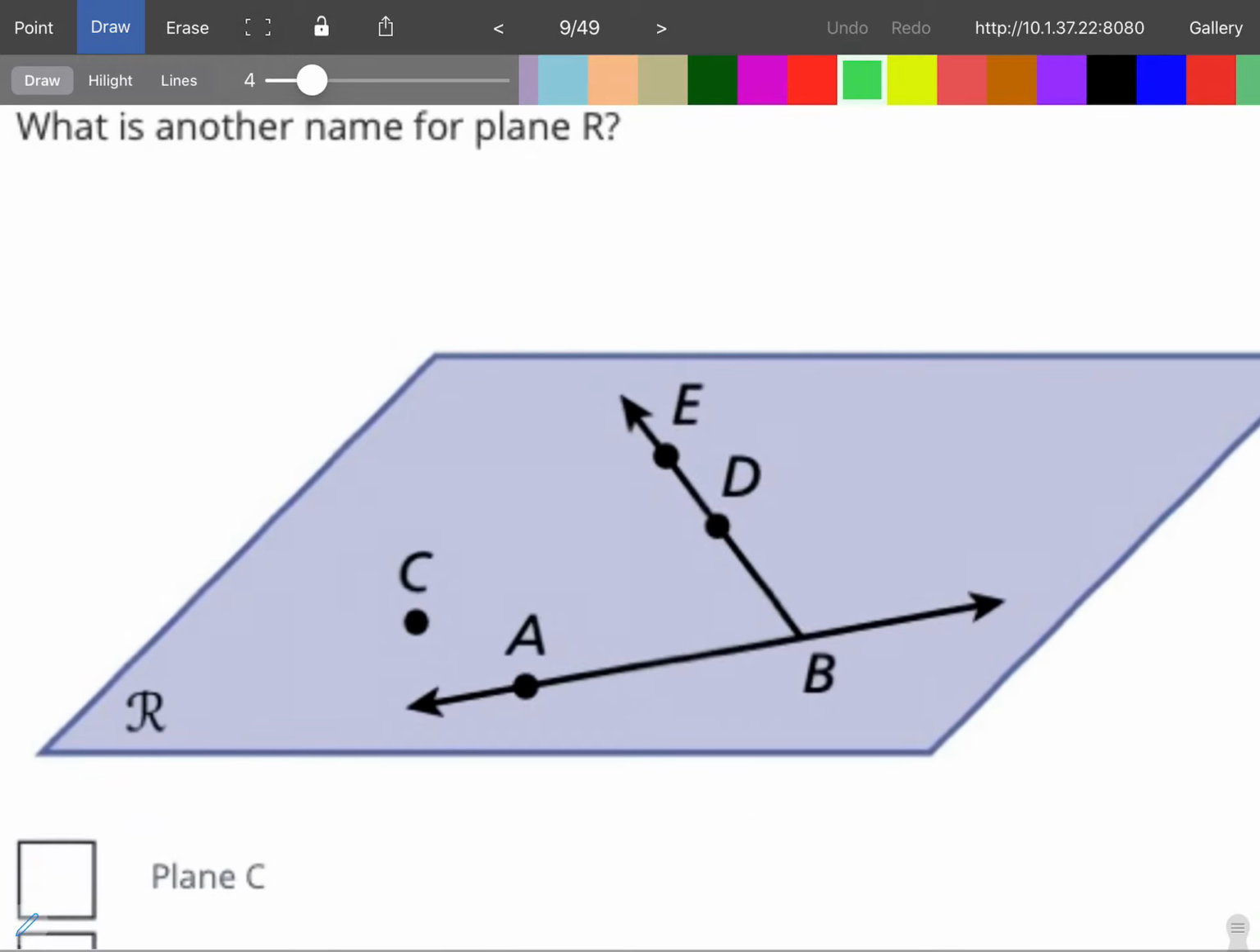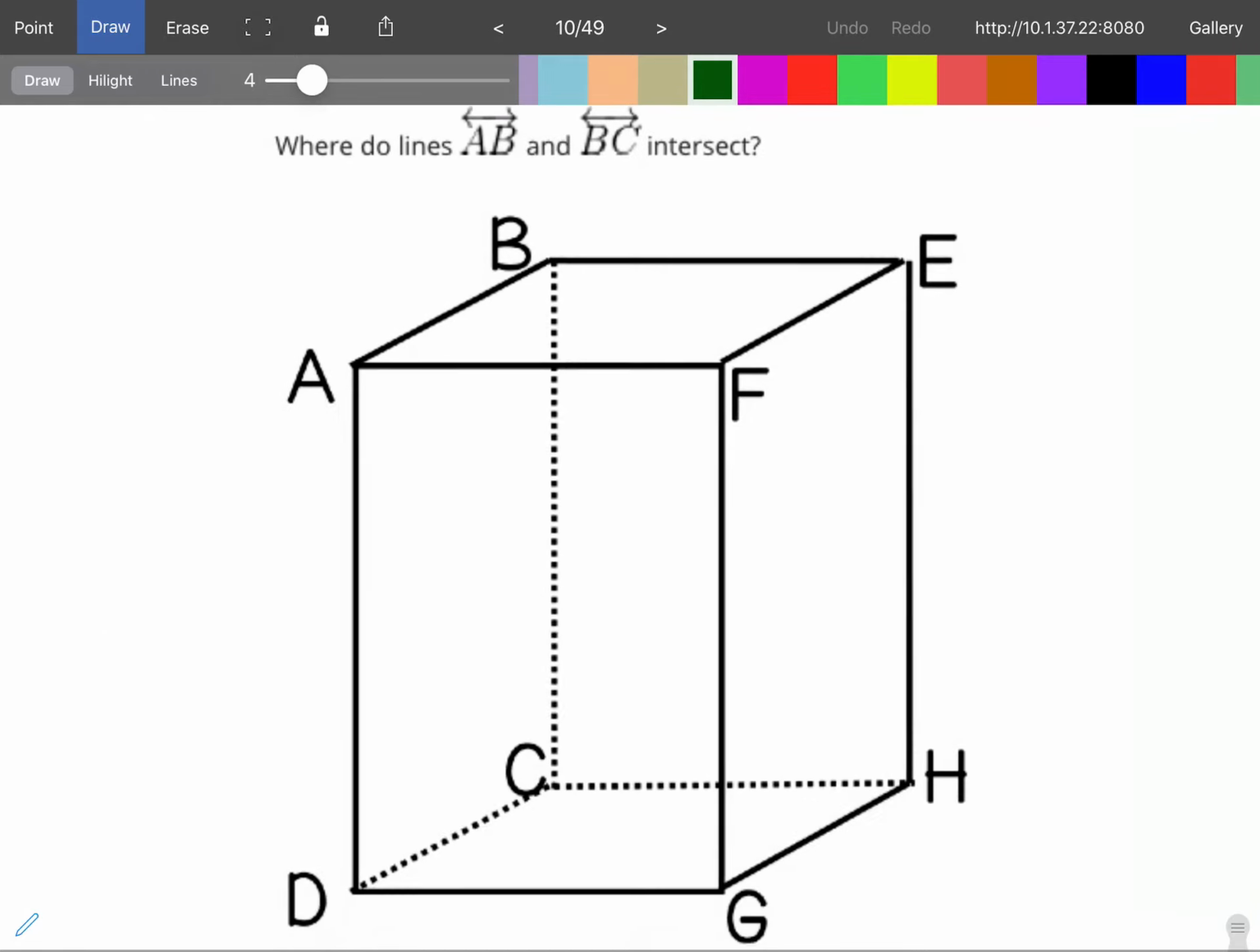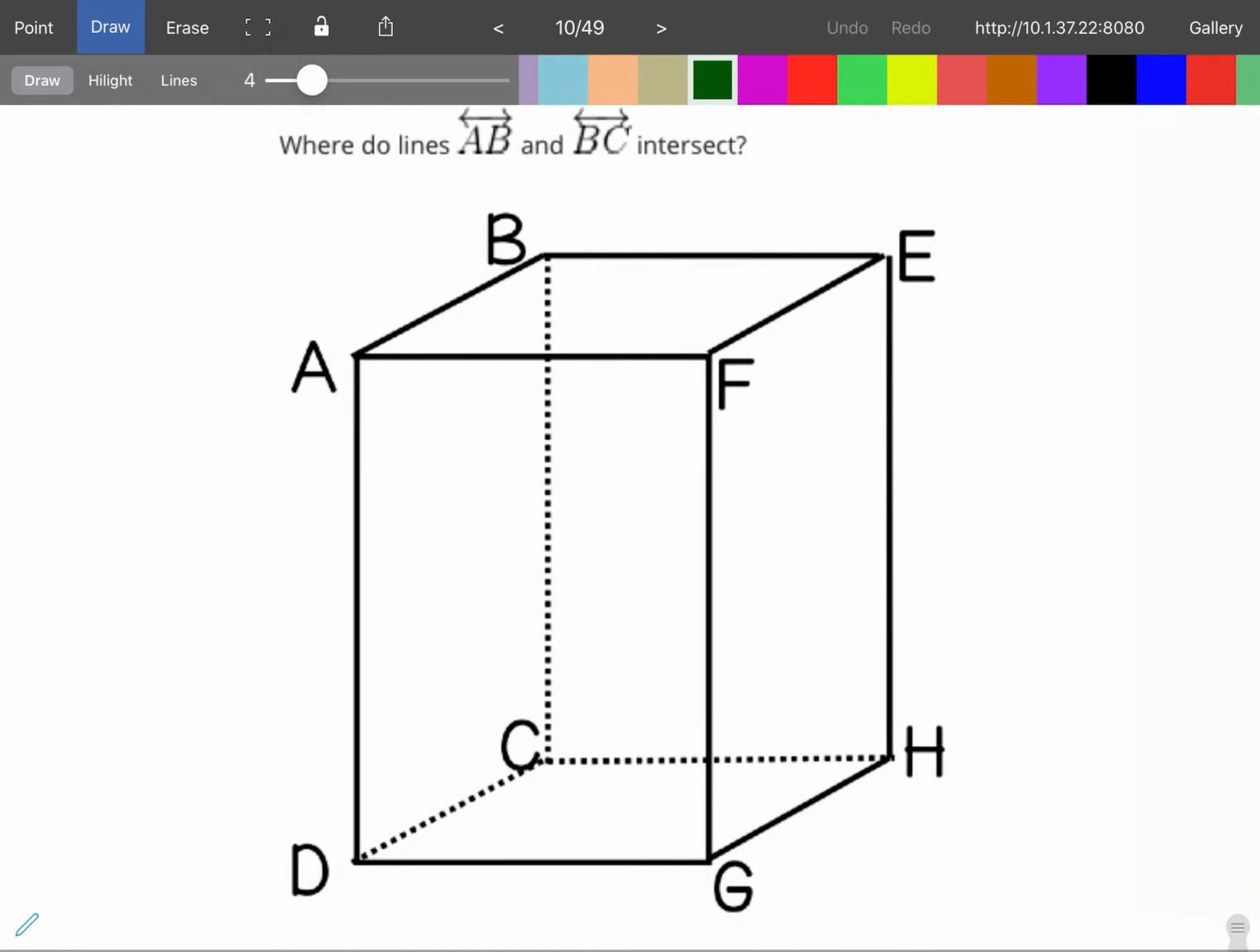What's another name for plane R? So this one is possible to rename. We could call this plane ABE, for example, or ABD. We could not call it plane EDB, because they're all on the same line. Here we have a 3-dimensional cube, and where do 2 lines intersect? That is exactly at 1 point, at point B.